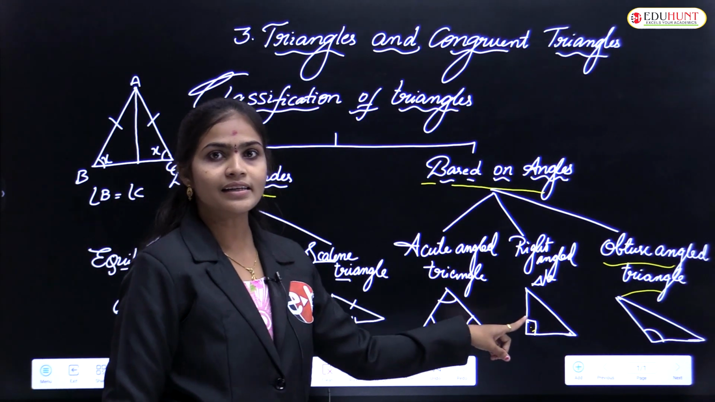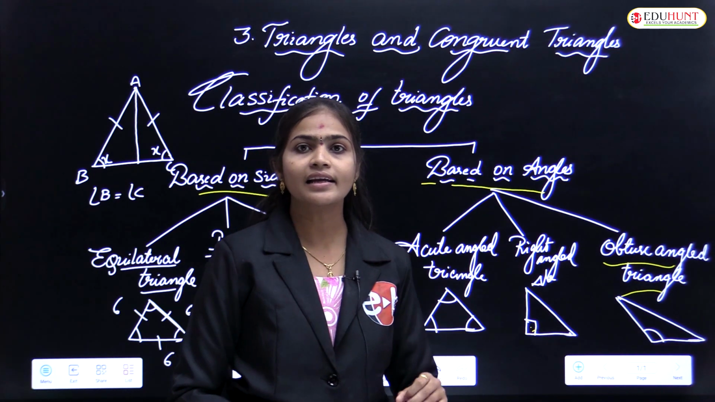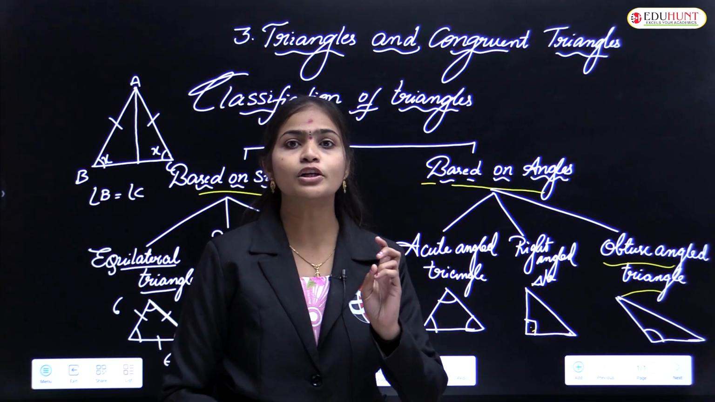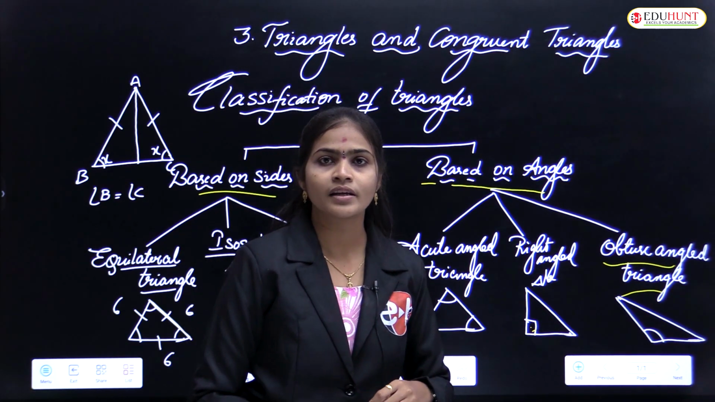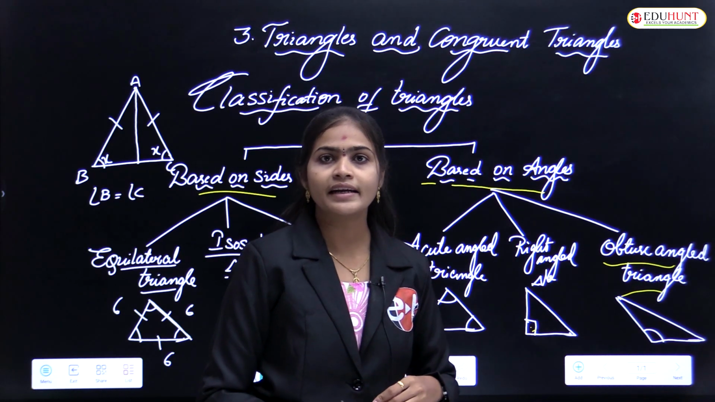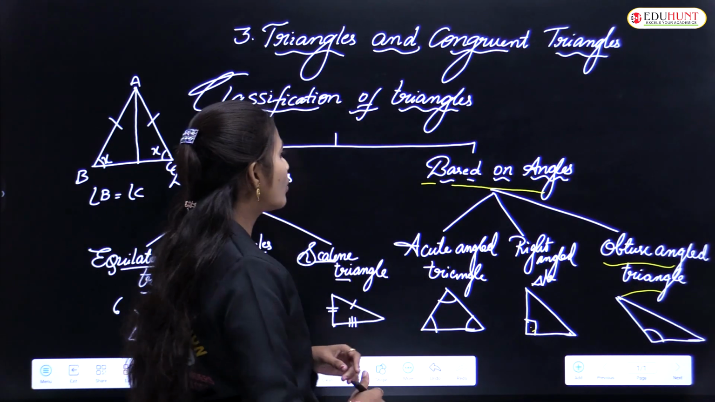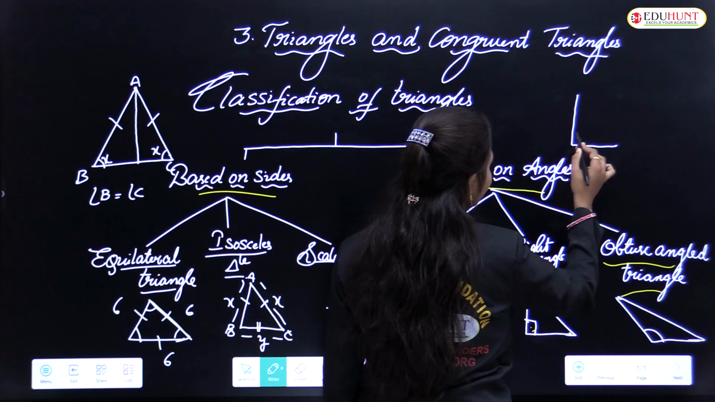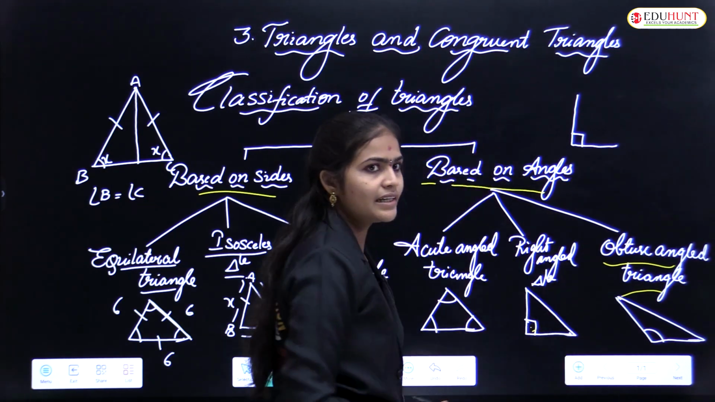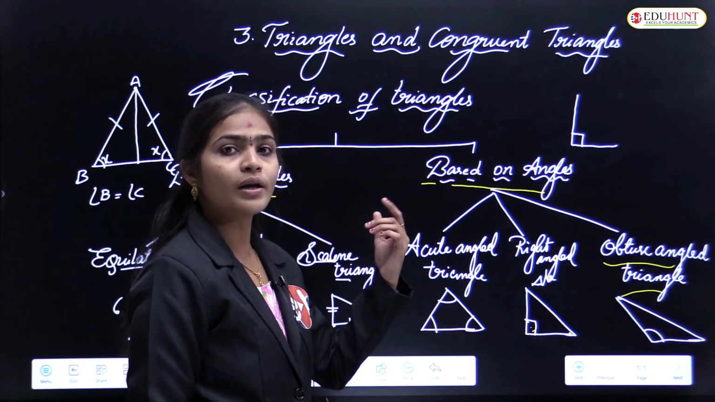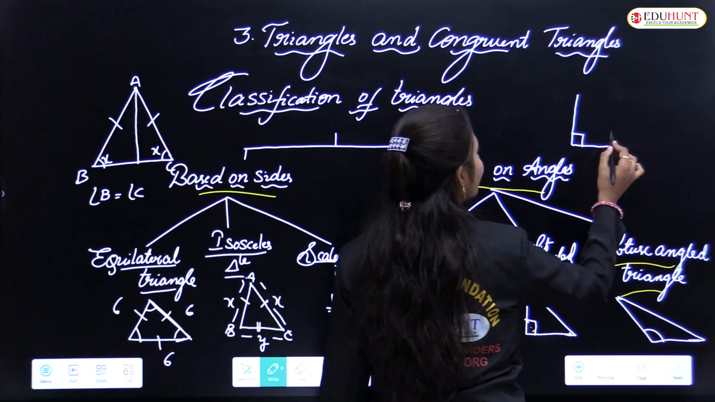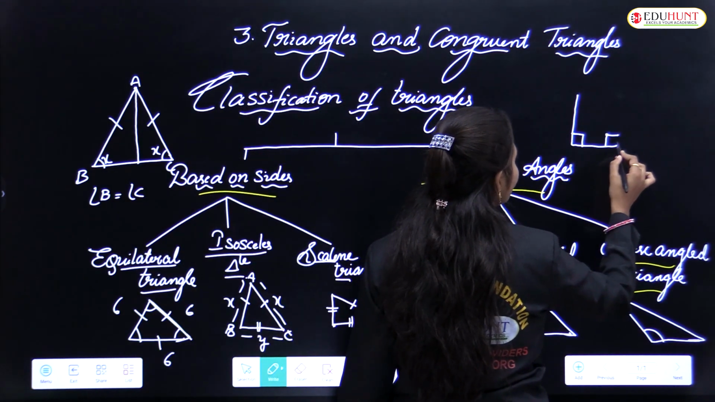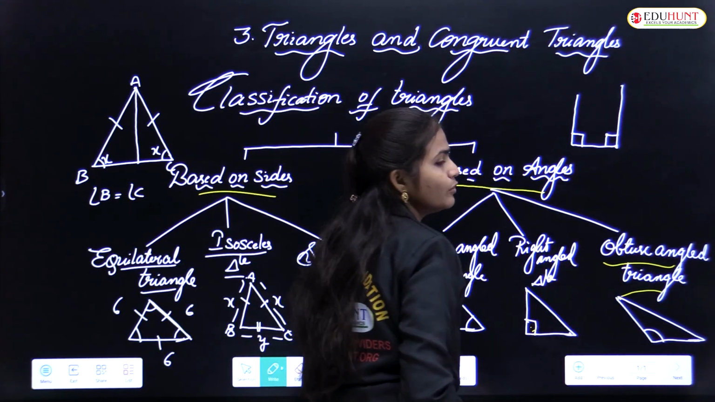Come to the right angle triangle. In a right angle triangle, is it possible to draw 2 right angles in a triangle? It is not possible, no? Why? Because this is one of the 90 degrees. If you want to draw one more 90 degrees in a triangle, so if you draw here, this is 90 degrees, no?